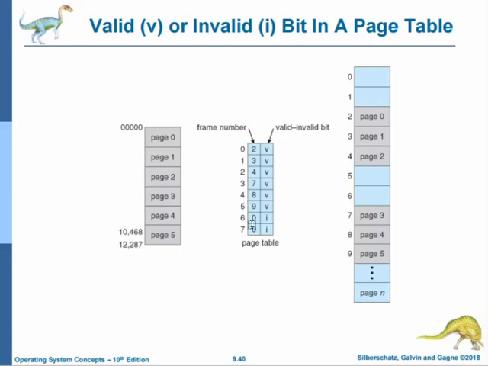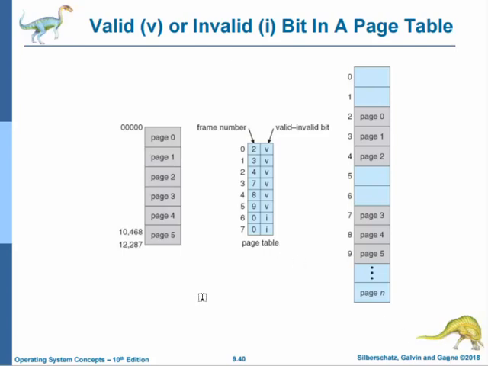And any attempt to generate an address in pages 6 and 7, however, will find that the valid-invalid bit is set to invalid. If this happens, the computer will trap to the operating system, which is what we call an invalid page reference.